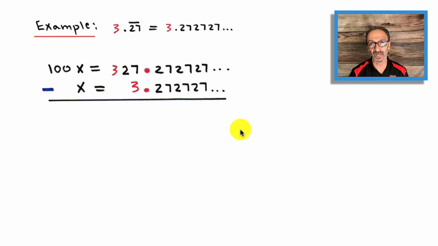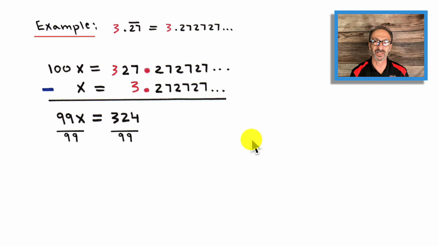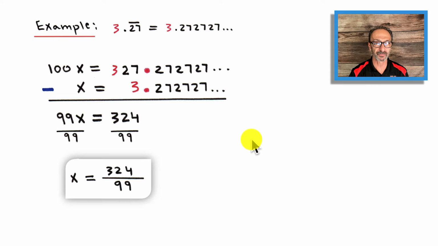So let's subtract these two equations. Left hand side is 99x, right hand side 327 minus 3, which is 324. Divide both sides by 99 to leave x alone, and that's what we always do. We get the answer. So x equals 324 divided by 99. Of course, you could test it for practice using a calculator, and that should do it.